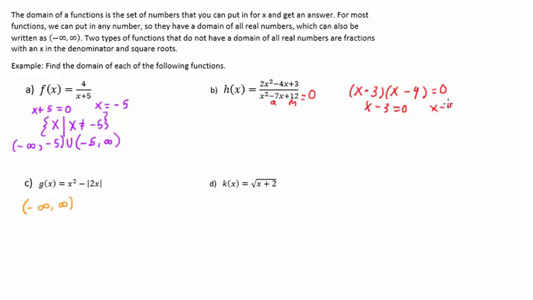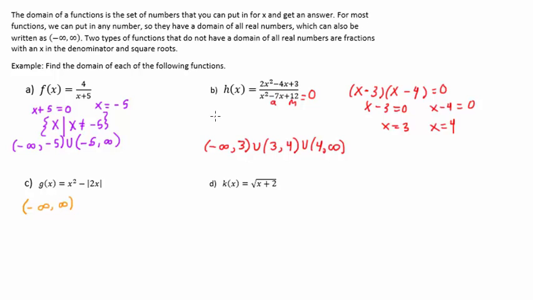That means there are two numbers for this problem that give us a 0 on the bottom: positive 3 and positive 4. So in interval notation, we are going from negative infinity to which number is farther left? 3. Then we can go from 3 to 4. And then we can go from 4 to infinity. We're excluding 3 and we're excluding 4 by having those parentheses there.